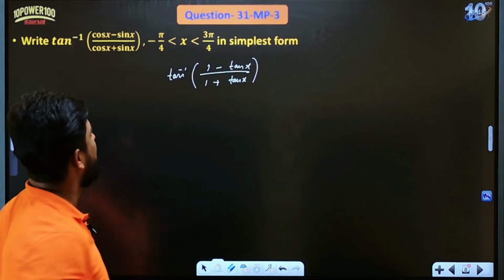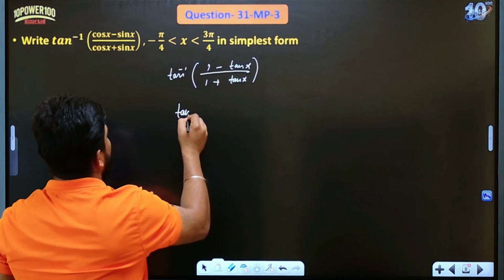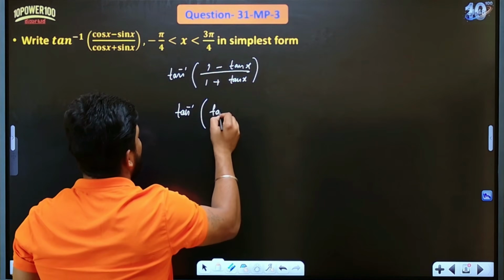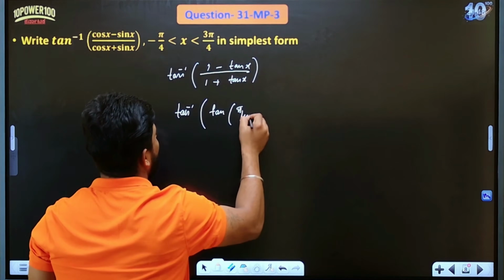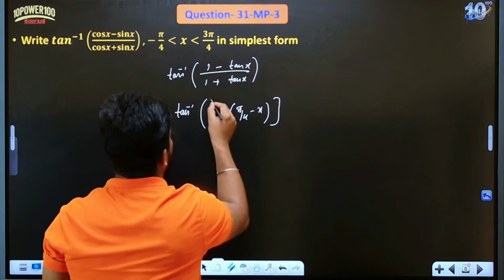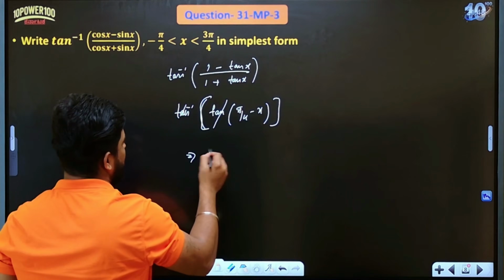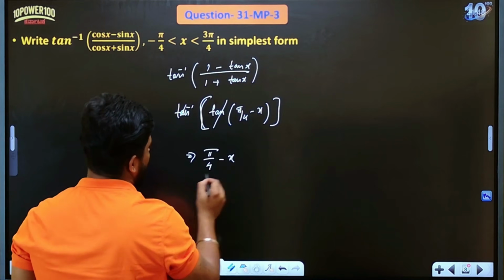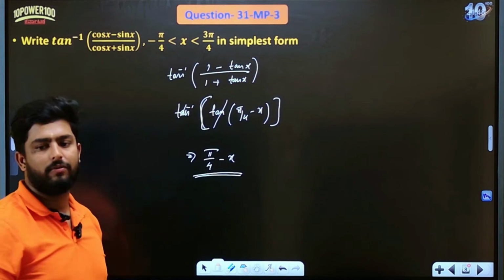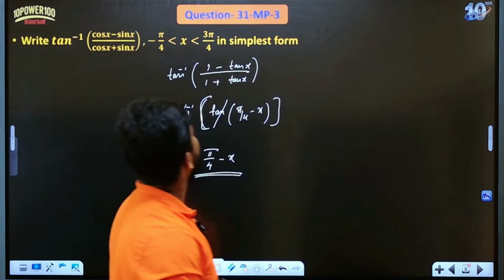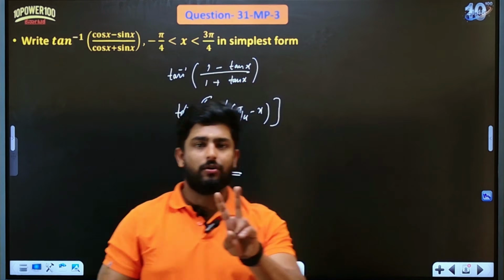So this is what we get. Now, tan inverse of 1 minus tan x by 1 plus tan x, and it is tan of pi by 4 minus x. In this case, tan inverse and tan get cancelled. So the answer is only pi by 4 minus x. Pi by 4 minus x is the final answer. That's a very simple one for a 3 marker. So this is the second question in the 3 markers, kids.